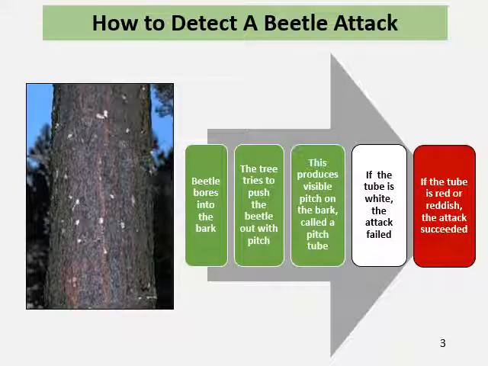When the beetle bores into the bark, the tree tries to push the beetle out with pitch, or resin. This produces visible pitch on the outside bark, called a pitch tube. But some trees can be so weakened by water stress that there may not be visible pitch tubes. As such, it is important to look closely for signs of boring dust in bark crevices, especially if you notice the crown is changing color. Pitch tube colors can indicate successful or unsuccessful attacks, but it's still recommended to make a complete assessment of the condition of the tree.